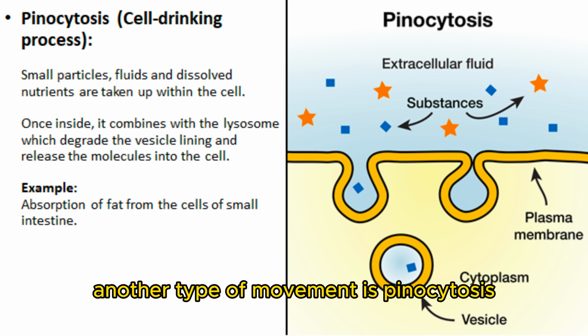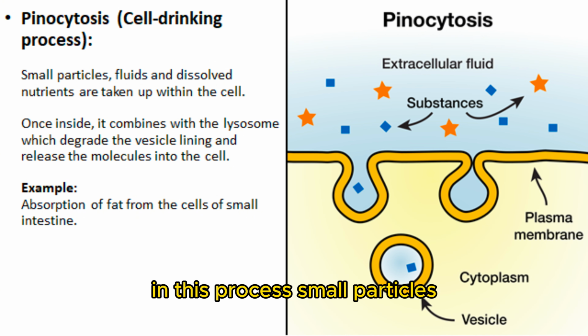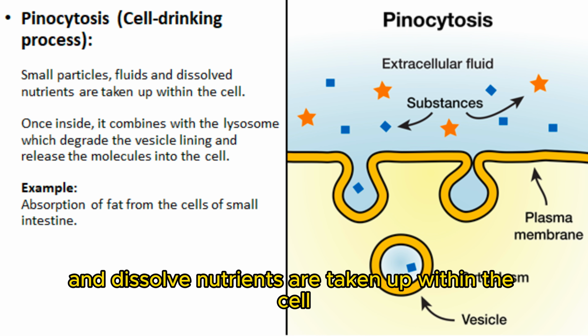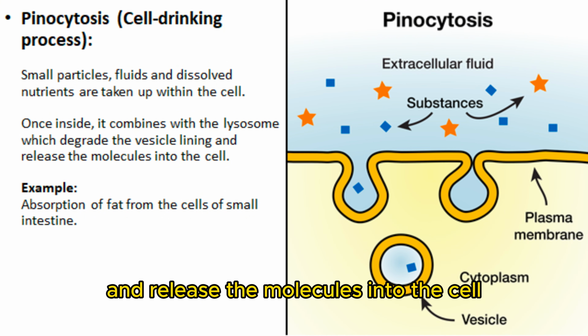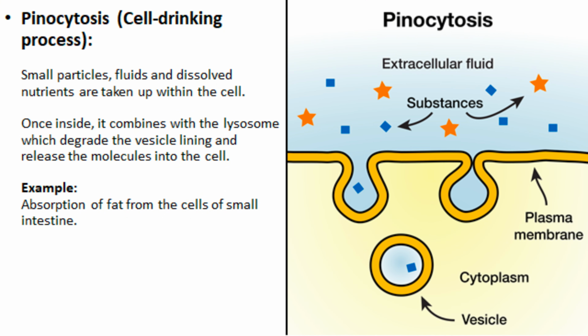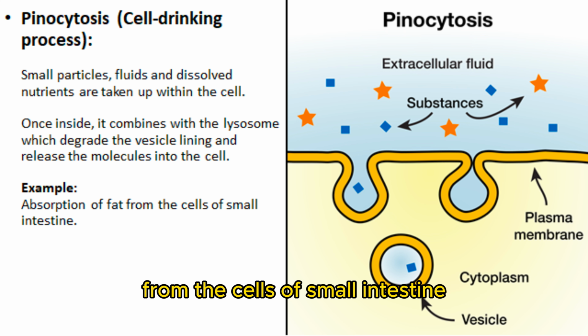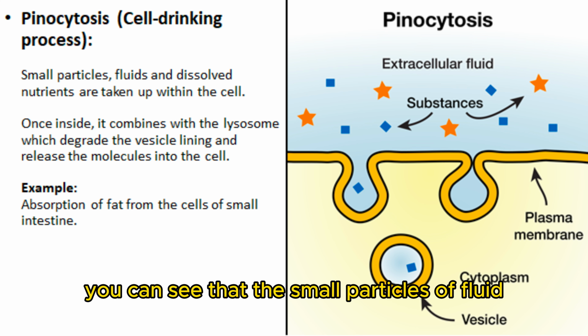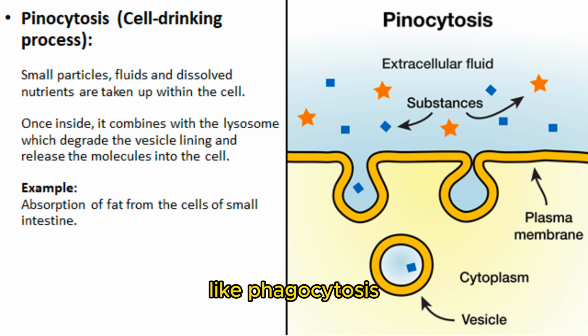Another type of movement is pinocytosis, which is also called the cell drinking process. In this process, small particles, fluids, and dissolved nutrients are taken up within the cell. Once inside, it combines with the lysosome, which degrades the vesicle lining and releases the molecules into the cell. Example of this type is absorption of fat from the cells of the small intestine. You can see that the small particles of fluid which are outside of the cell enter into the cell through a similar process to phagocytosis.